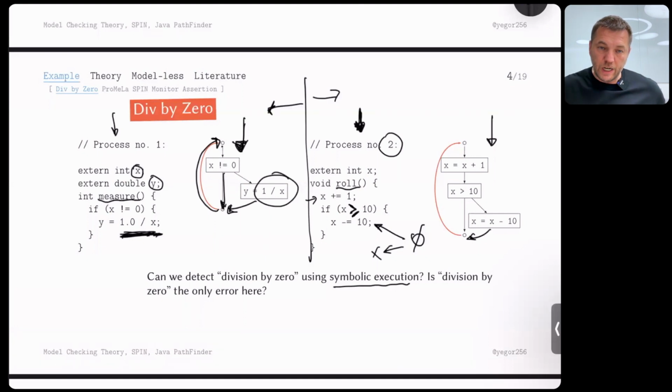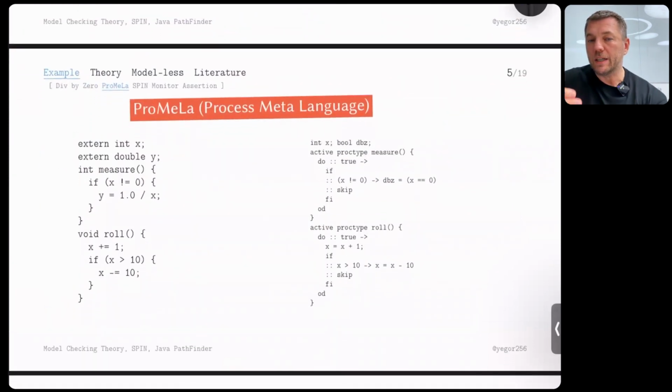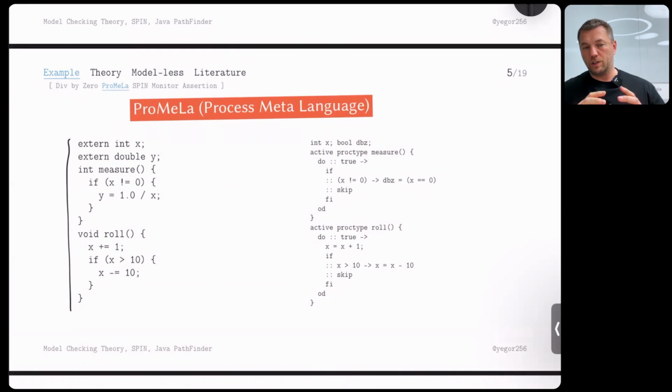So this is what we need model checking to do what symbolic execution cannot do. How do they do it? So model checking, again, I'm continuing the example. I'm working with the same piece of code. So I combine them together. You see now I have the program which combines these two processes together.